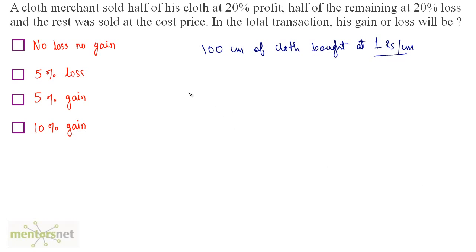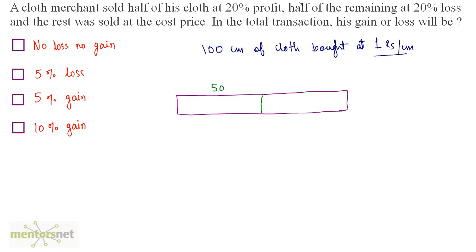So we have this 100 centimeter of cloth. Now on the top of this cloth I'll be writing the cost prices, and on the bottom I'll be writing the selling prices. So this cloth merchant sold half of his cloth. So the half of this cloth will be approximately this left half. So the cost price will be, of course, if you divide 100 centimeter by 2, you get 50. So this cost price of the first half will be 50.